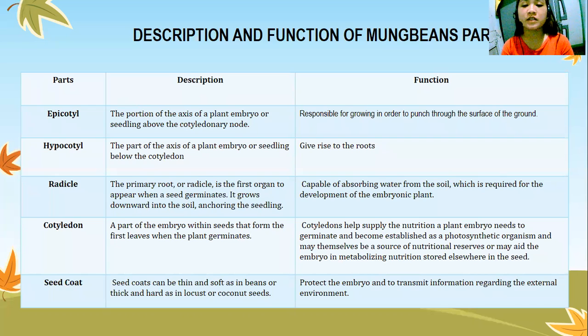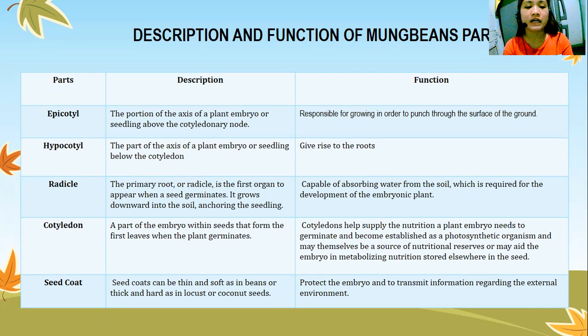So, the description and function of the mung bean parts. As you can see, these are the mung bean parts. Let's proceed to the epicotyl. It is the portion of the axis of the plant embryo or seedling above the cotyledonary node. The function is that it is responsible for growing in order to punch through the surface of the ground.